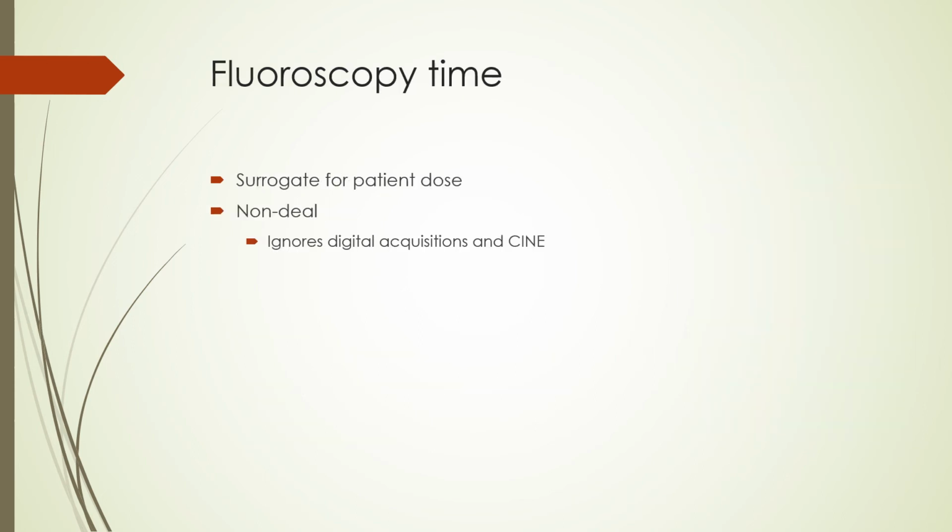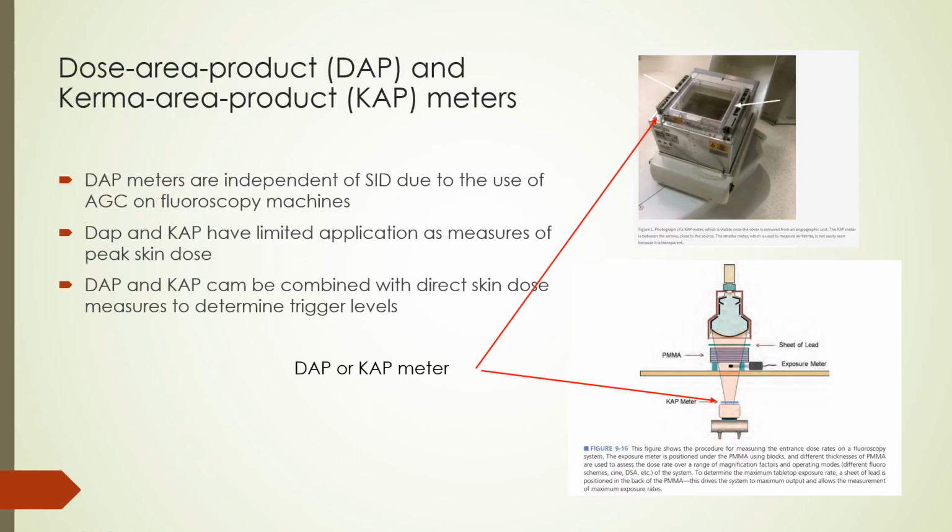Fluoroscopy time is commonly used as a surrogate for patient dose, as it is widely available on fluoroscopy equipment. It is far from ideal because it ignores many large contributions to patient dose, including digital acquisition imaging. Digital acquisitions like cine or record modes or DSA imaging are frequently the largest contributor to patient dose during fluoroscopy procedures. The next direct method is to use the dose area product DAP or Kerma-area-product KAP meters.